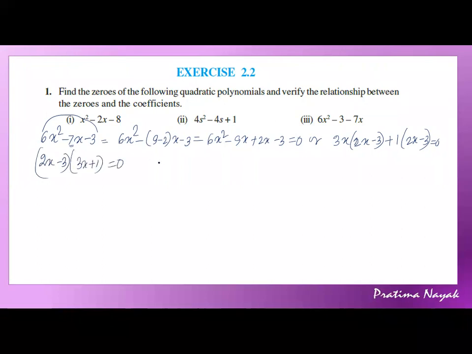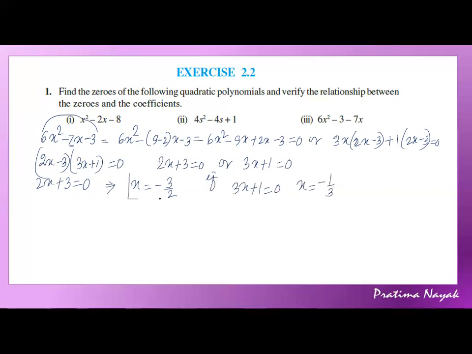So there are two values now. One is 2x minus 3 is 0, or 3x plus 1 is 0. If 2x minus 3 is 0, then x is equal to 3 by 2. If 3x plus 1 is 0, then x is equal to minus 1 by 3. So these are the two zeros. Next go for A, B, C. What are A, B, C? A is here 6, B is minus 7, and C is minus 3.